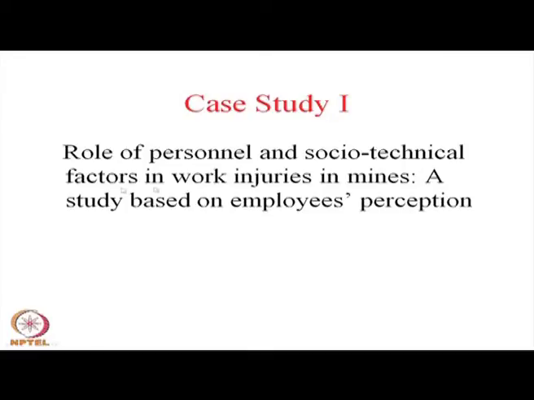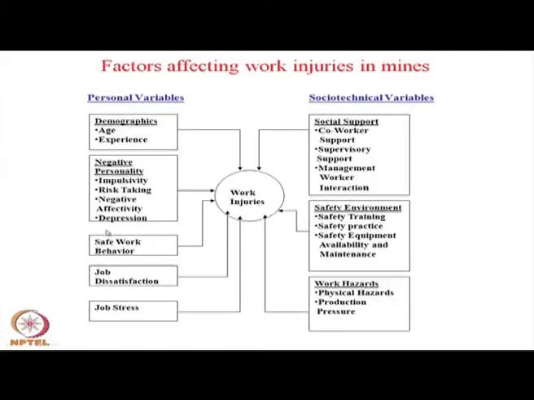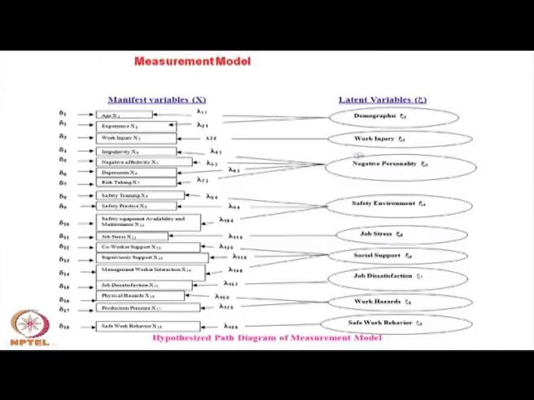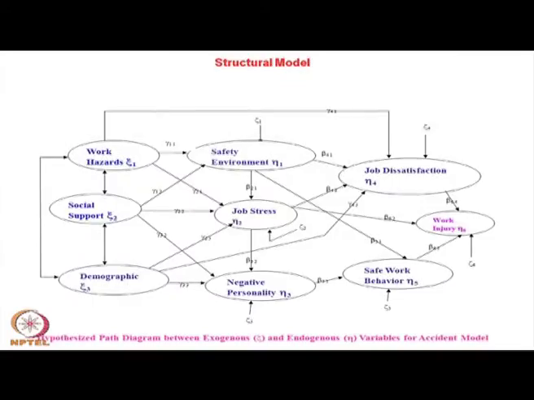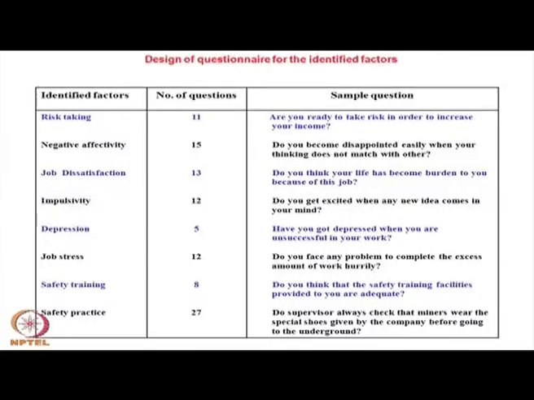This is the role of personnel and socio-technical factors in work injuries in mines, a study based on employees' perception. This was published in the Ergonomics journal in 2008. So, we have captured several variables under personnel and socio-technical variables. Then what we have done, we have first gone for the measurement model. All the manifest variables are used simultaneously, and then the latent variables are first identified and linked to the manifest variables. Then confirmatory factor analysis was done, and the output of this confirmatory factor analysis is one.